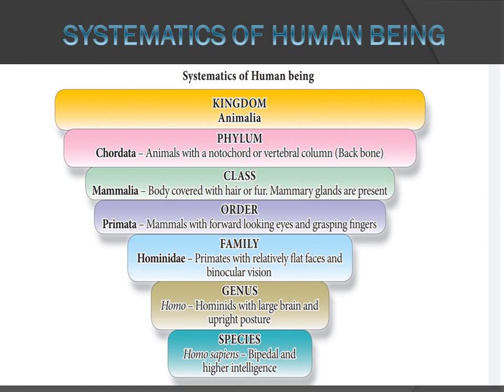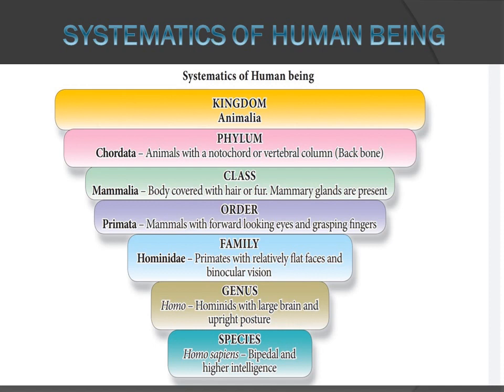And class Mammalia consists of 2 orders, Carnivora as well as Primata, as we already said. So human beings come under the order Primata. Why Primata? Mammals with forward looking eyes and grasping fingers. Grasping fingers means fingers with a grip, we can hold things. That is called grasping fingers, right? So human beings come under the order Primata, right? And order Primata consists of the family Hominidae, right? Hominidae. So human beings come under the family Hominidae.